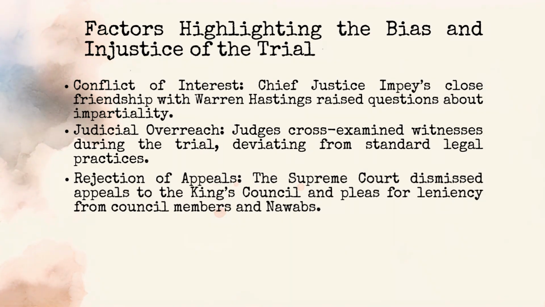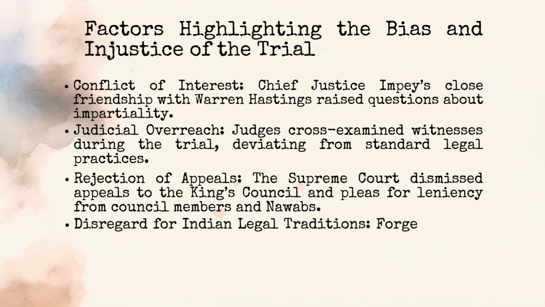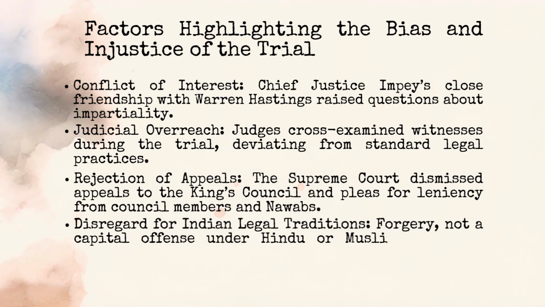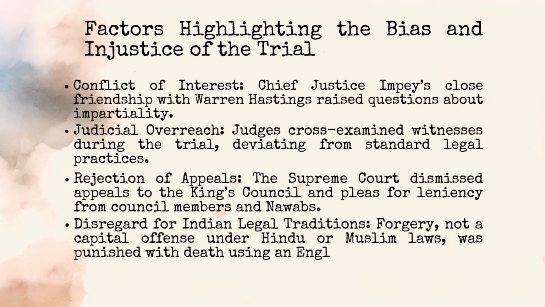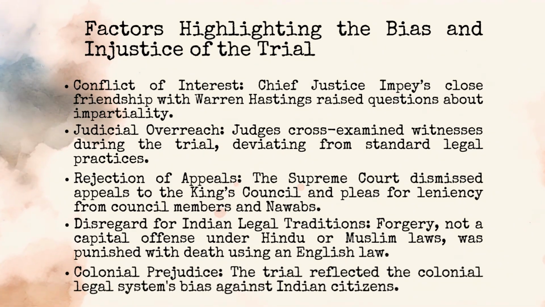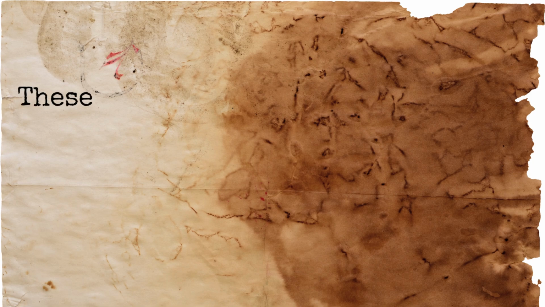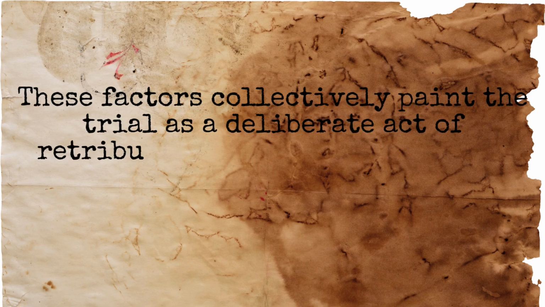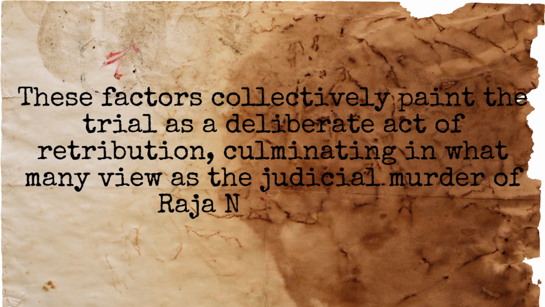possible prejudice. Forgery was not considered a capital offense under Hindu or Muslim law, which governed the majority of the Indian population. Despite this, the court imposed a death sentence based on English law that was not universally applicable in colonial India. The case was presided over by three English judges, raising concern about colonial prejudice against an Indian subject. The absence of Indian representation in the judiciary further underscored the systemic bias. These factors collectively portray the trial as a calculated act of vigilance leading to the judicial murder of Raja Nand Kumar.